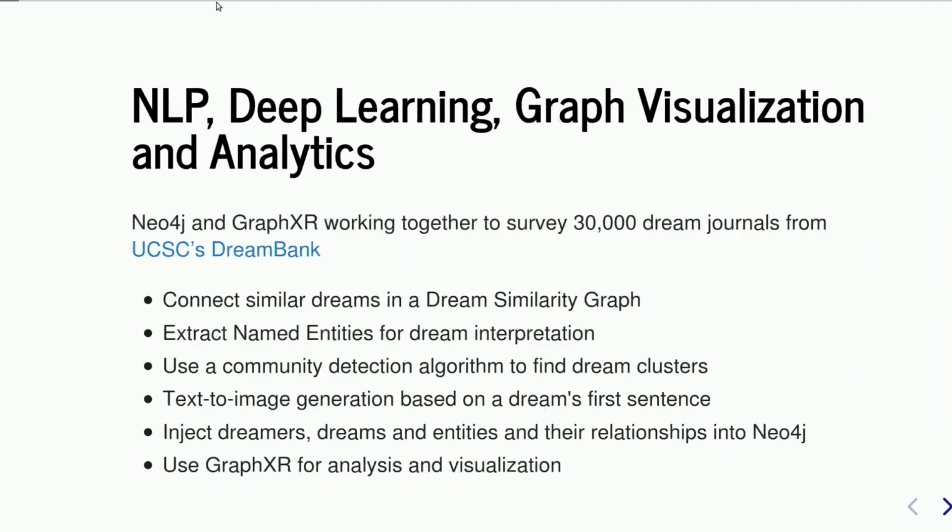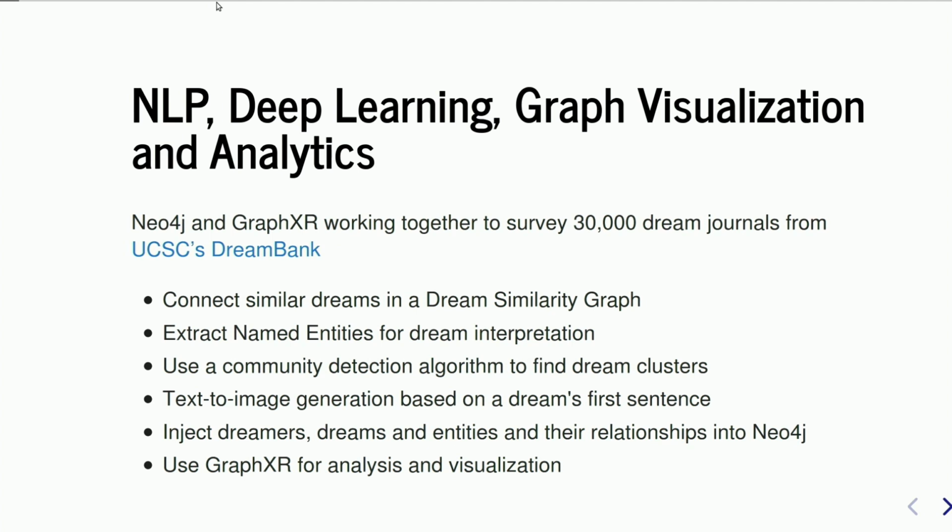So what's our agenda? We're going to work with dream journal entries from UCSC's DreamBank. We're going to connect similar dreams in a dream similarity graph. We're going to extract named entities to understand what the dreams are about. We're going to use a community detection algorithm to find dream clusters. And we're going to use neural network text-to-image generation to generate dreamy images based on a dream's first sentence.